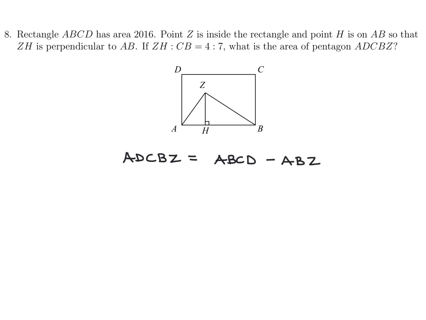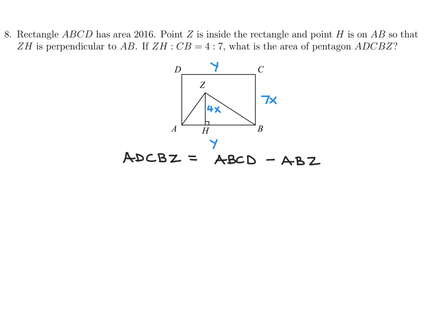Okay, I think this should be all right. We're going to have to do a little bit of labeling, though. ZH to CB is 4 to 7, so I'm going to call that 4x, and therefore that's 7x. And then that one I'll just call y, the D to C part. So the A to B is also y. And I think that's it.